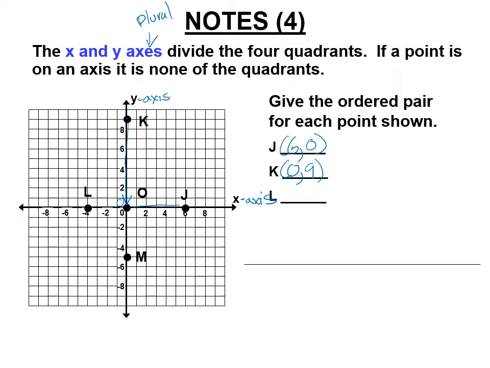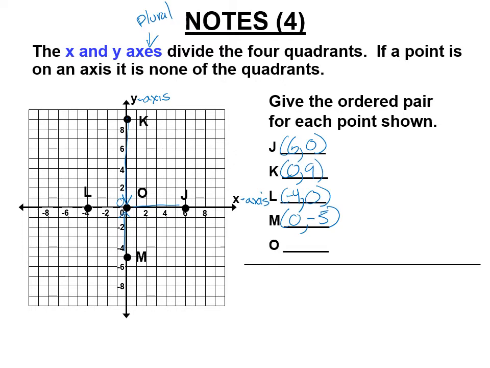All right, so where's L? All right, so it's on -4 for the X coordinate, and then you go over and get the 0. M, where's M? Again, you have to go up to X first and get the 0. Then you write the -5.